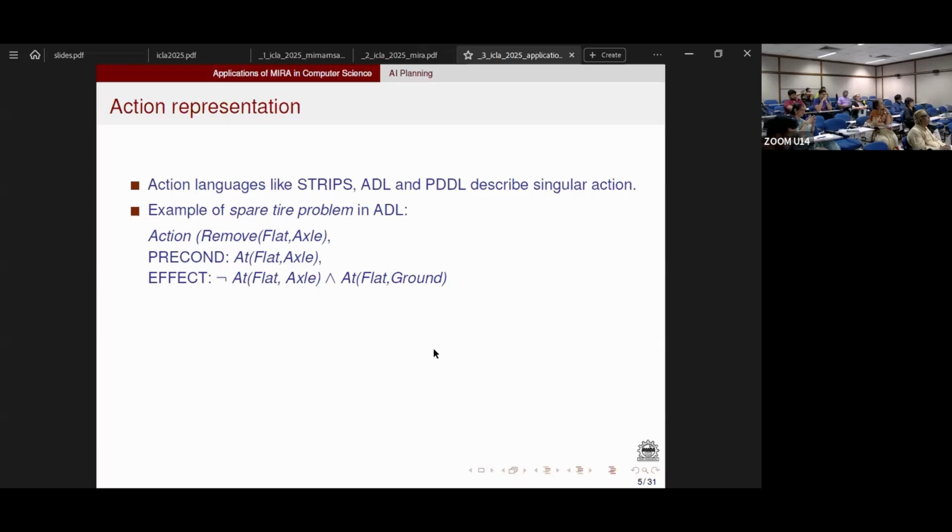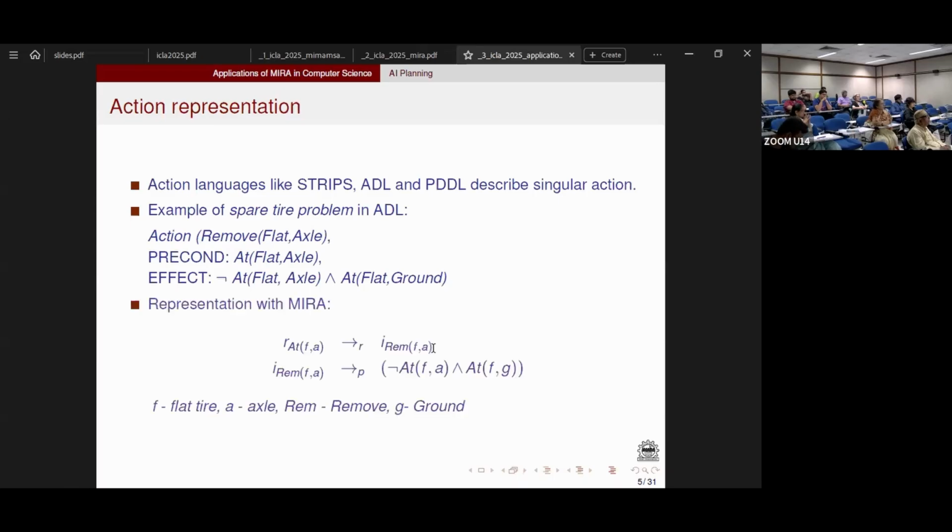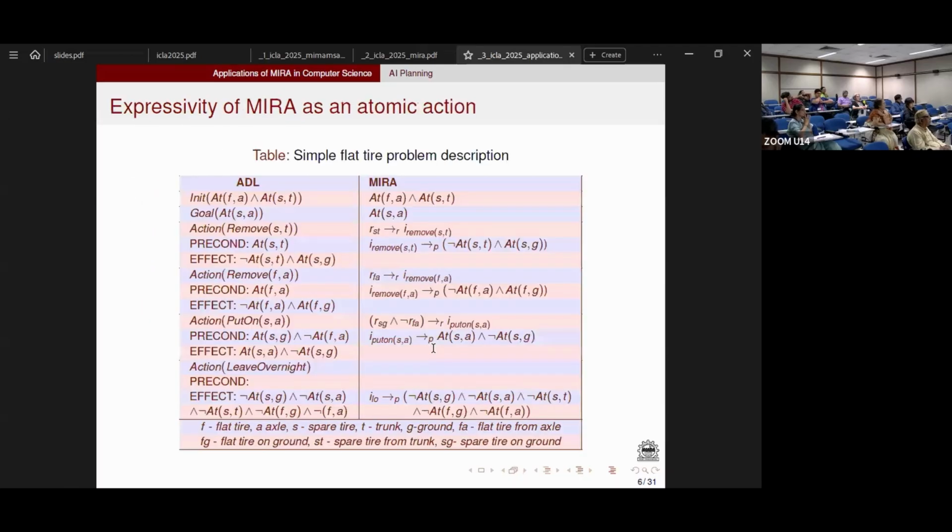The action is represented as remove flat tire from axle. How do they do it? They mention it in terms of precondition and effects. The precondition is that the flat tire is at the axle, and the effect is that the flat tire is not at the axle and the flat tire is at the ground. The same representation using our formalism of MIRA can be represented in these two equations, where R at FA can be mapped to the precondition, and remove flat tire from axle is represented as an action. The effect would be flat tire is not at axle and flat tire at ground. It's analogous to how we represent it with respect to STRIPS, and this is a simple representation of the flat tire problem.